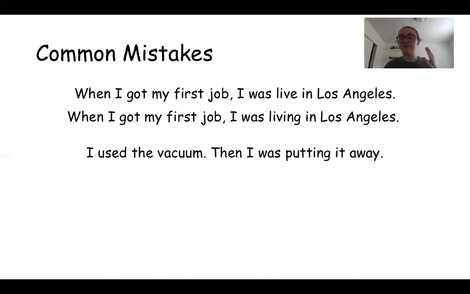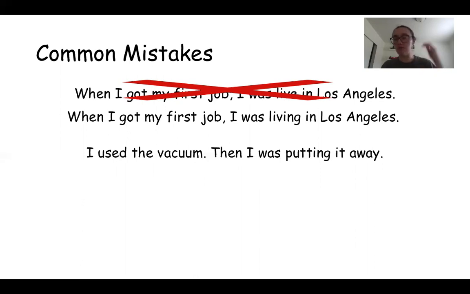Because you say, when I got my first job, you say got, right, which is the past tense of get. So it means that an action happened in the past. Something happened. You got your first job. That happened. But when that happened, you were living in Los Angeles, right? So the correct way to say it is, when I got my first job, that's the thing that happened, I was living in Los Angeles. That's the action that kept going, right? Because you can't say I was live. You have to say I was living, right? Because living is continuous. It's something that you keep doing.